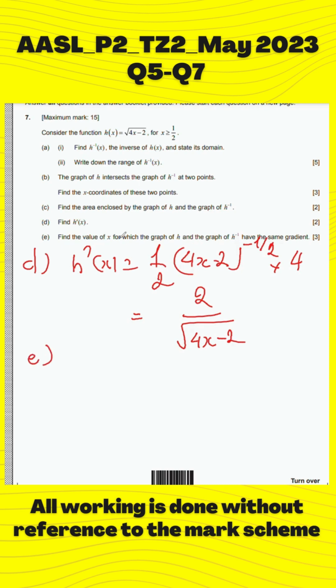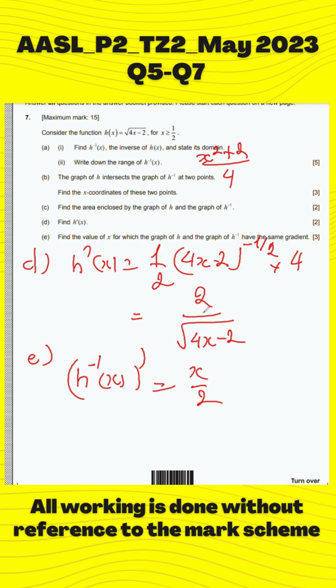Find the value of x so that the graphs of h and the inverse have the same gradient. That means they have the same value of the derivative. We have the derivative of the function already. Now we need to find the derivative of the inverse. Let's write the function of the inverse again: x squared plus 2 divided by 4. So the derivative of this one will be x over 2.